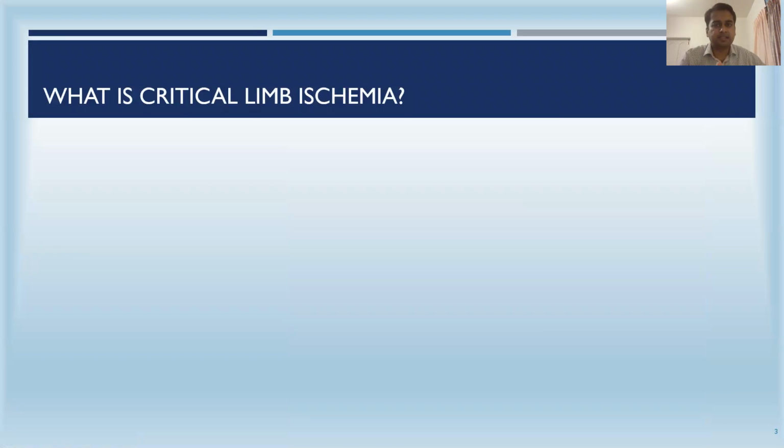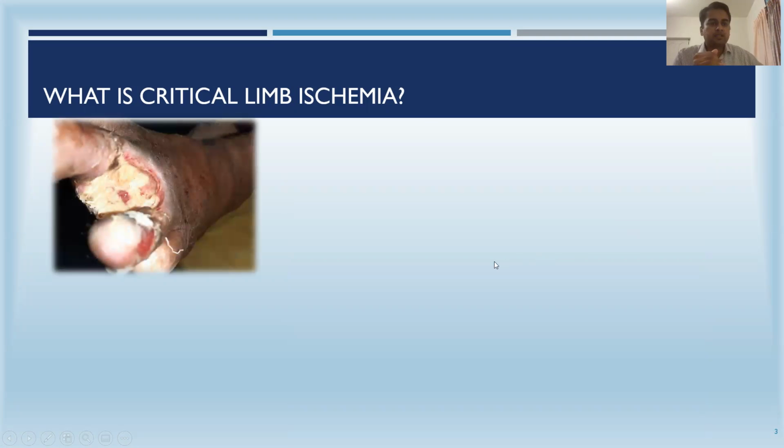So what exactly is critical limb ischemia? I'll try to show through a few examples. So let's see this particular gentleman. He came with an infected third toe. He went to a local doctor. It was badly infected, so it had to be amputated. But in spite of multiple dressings, you can see that the wound had just failed to heal.